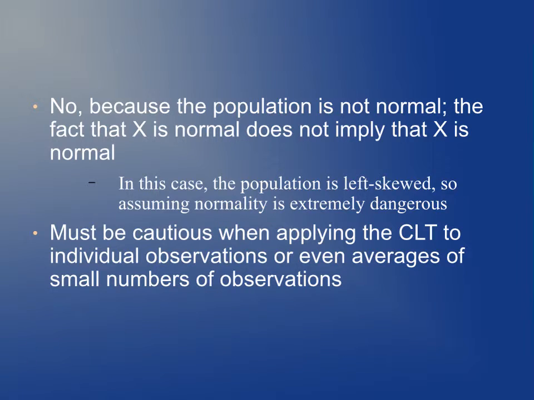Now, I know we did this in the previous lecture with the example of the fish. We assumed the distribution of the fish lengths is normally distributed. In this case, the distribution of the original population is not normally distributed, and in general, that's a dangerous assumption to make. So you cannot apply the central limit theorem to a single observation, and it gets a little dicey when you take the average of even small numbers of observations.